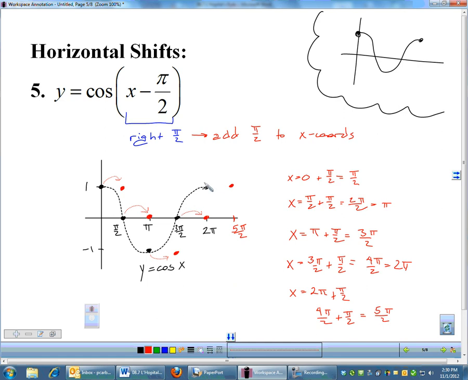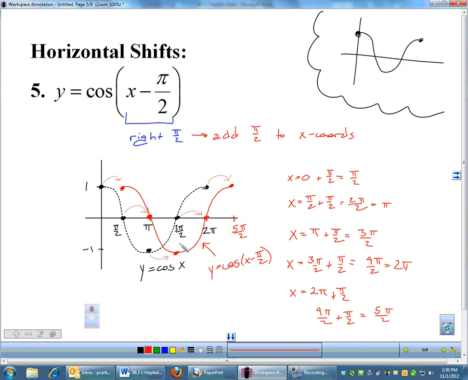And finally, after adding all of those values, I can connect my new points, and my final graph is that one. This red graph is the graph of cosine of x minus pi over 2. Kind of a pain in the butt. It takes a lot longer.